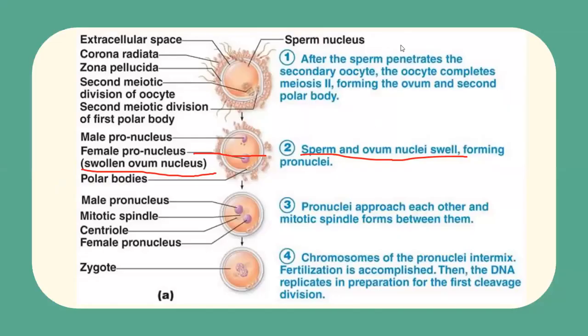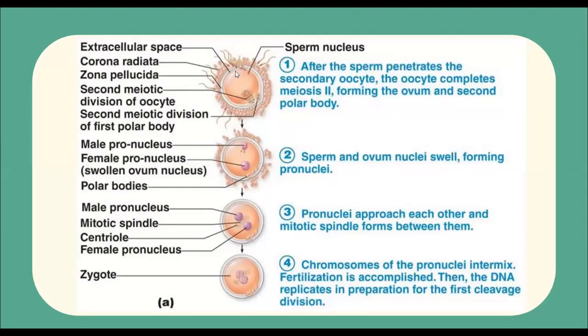Okay, like this. So let's just summarize. Step number 1: after the sperm plasma membrane has fused with the egg plasma membrane, once fusion has been done, the genetic material, that is the DNA, has been released.